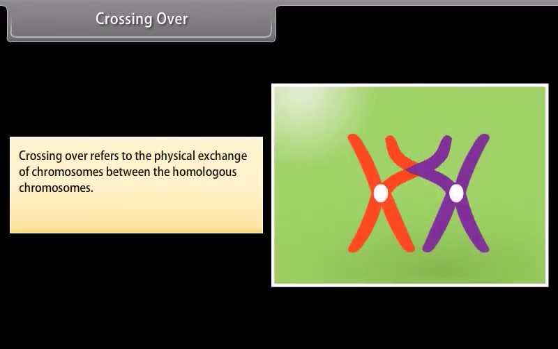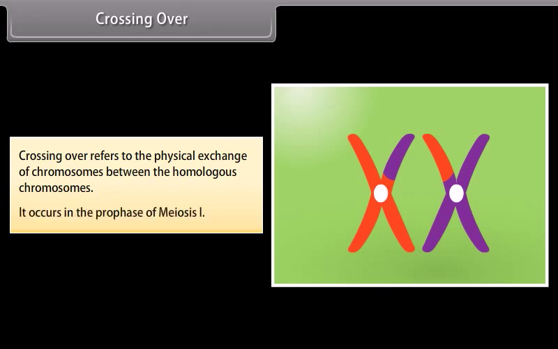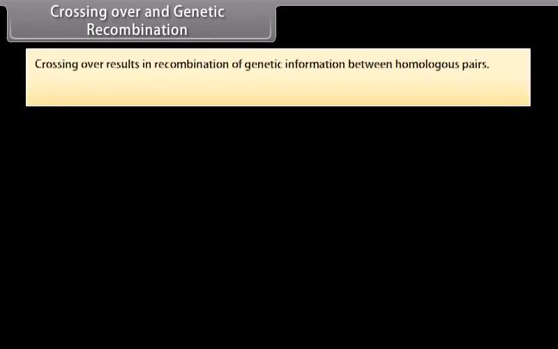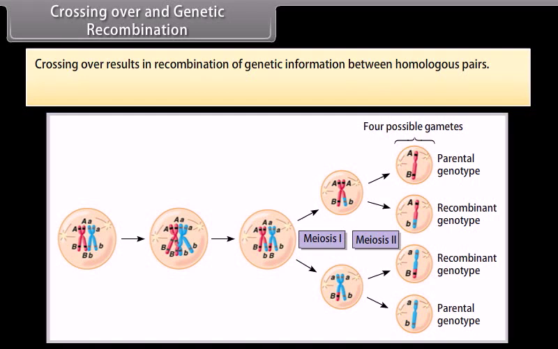Crossing over. Crossing over refers to the physical exchange of chromosomes between the homologous chromosomes. It occurs in the prophase of meiosis 1. Crossing over and genetic recombination. Crossing over results in recombination of genetic information between homologous pairs.